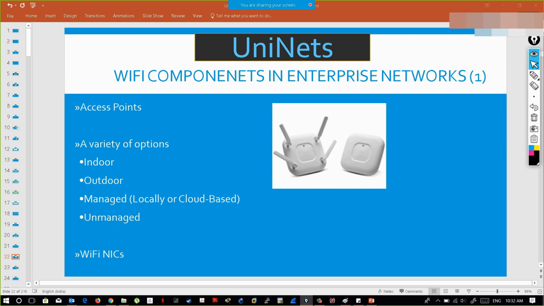Wi-Fi NICs are very similar to these NICs, but these are physical, and the Wi-Fi NICs are logical. They can be logical or physical, but the working will be the same. But here these NICs convert the signals, ones and zeros bits, into electrical signals, but Wi-Fi NICs convert them into radio waves. That is the only difference. The purpose will be the same.